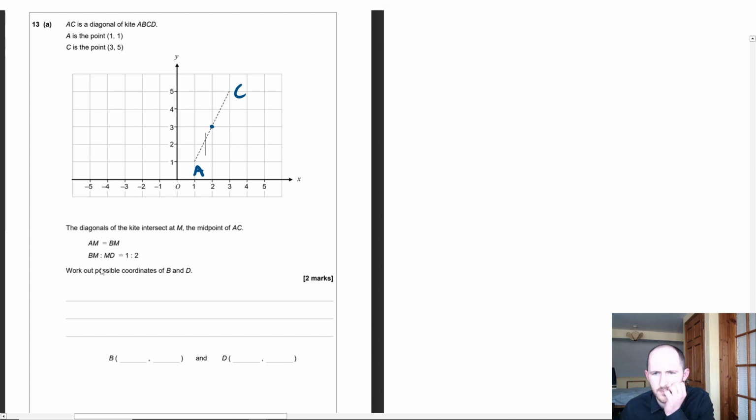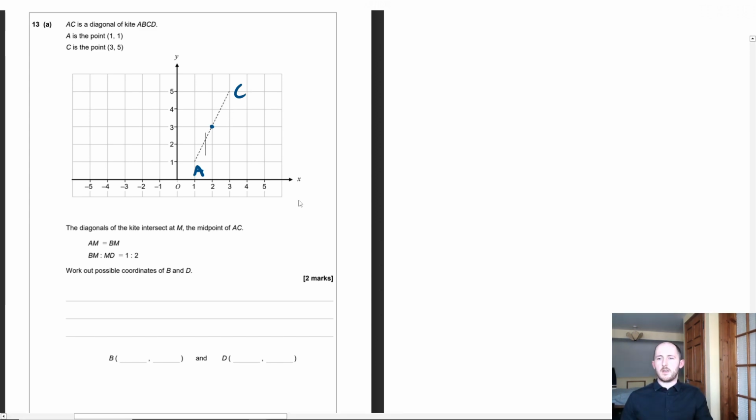Wait, have I written this wrong? No, I haven't. Okay. AM is equal to BM, and BM to MD is 1 to 2. Work out the possible coordinates for B and D. Okay, yeah, this question kind of threw me off for a second there. So A, B, C, D. Oh, I see. Ah, okay, so they've made this a bit more interesting.